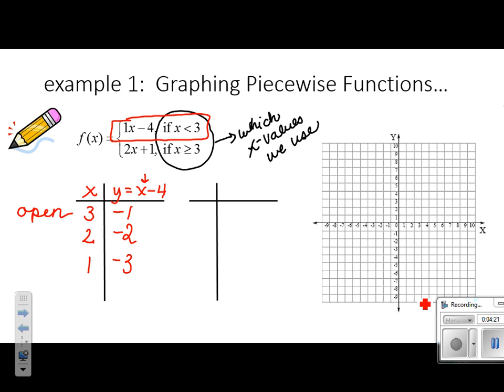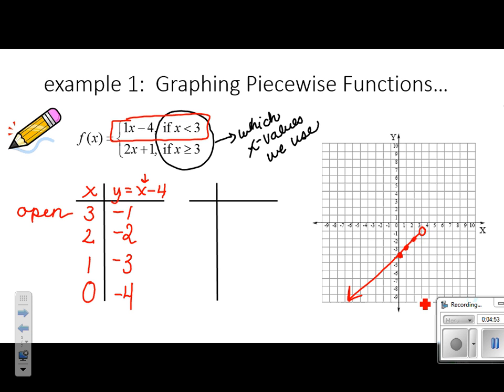And then I go over to my graph and I graph that function. Now I could keep going, but I'm just going to do 3 points. So 3, negative 1, open circle, 2, negative 2, 1, negative 3, and I could also do 0, which would be negative 4, but you can see that everything that I want to graph for this function is to the left of 3, everything less than 3.